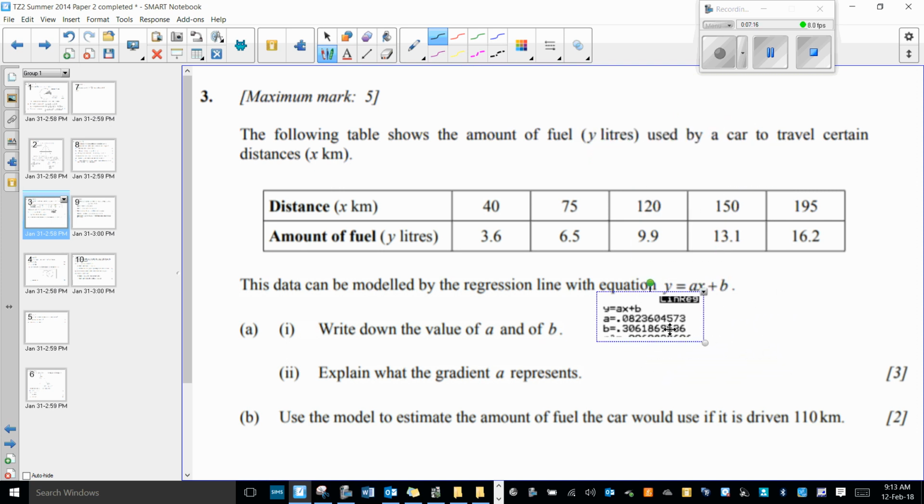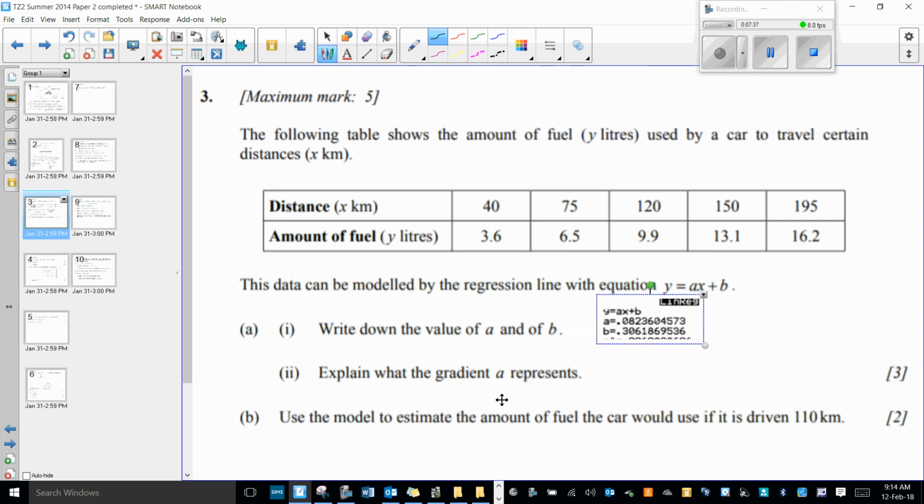Write down what gradient A represents. So the gradient is the change in amount of fuel as the distance goes. So the amount of fuel required to travel each kilometre, something of that nature.